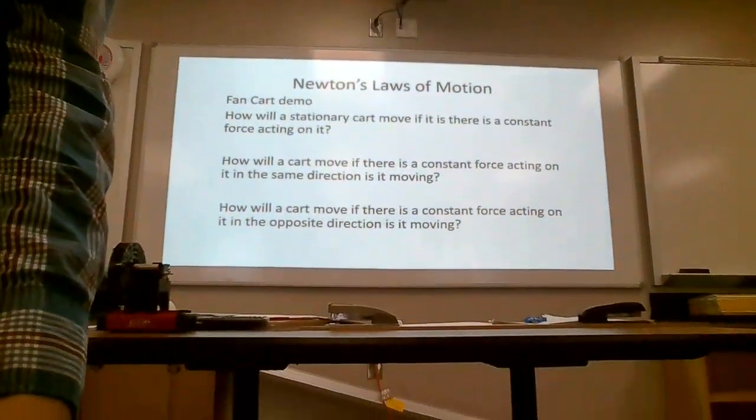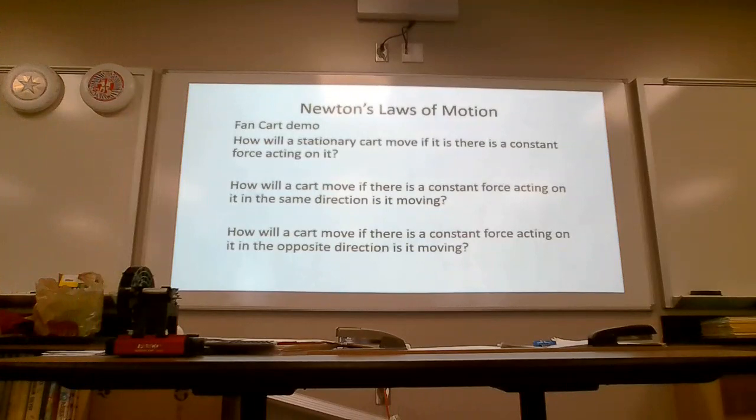Appears to want to roll away. The fan is moving at the same speed up. Yes.